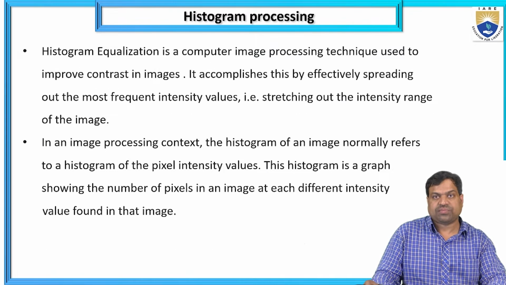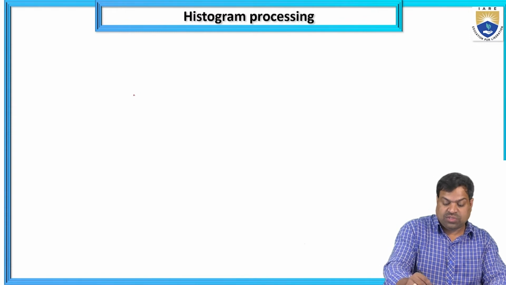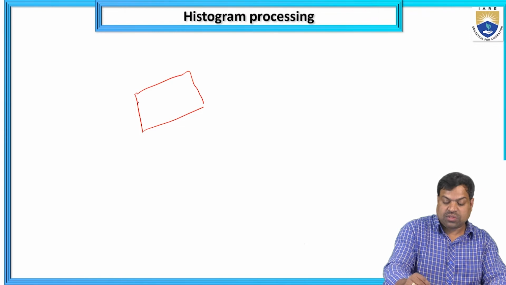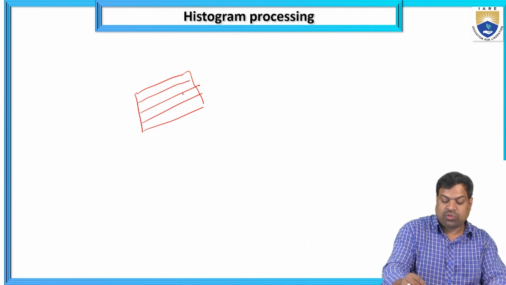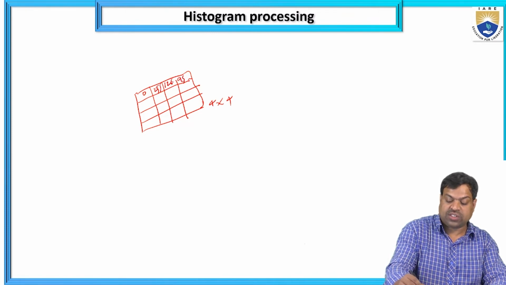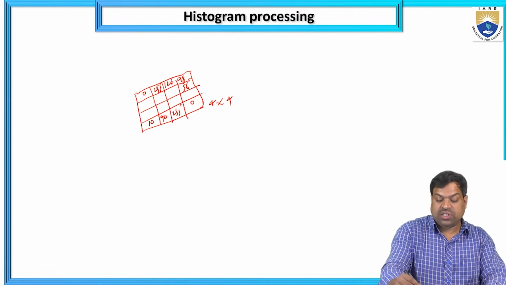Suppose we are taking one image. I am taking the image size as 4x4. For each pixel I am giving some intensity values: 0, 255, 126, 98, 56, 0, 255, 90, 10, like this. So each pixel has an intensity value.